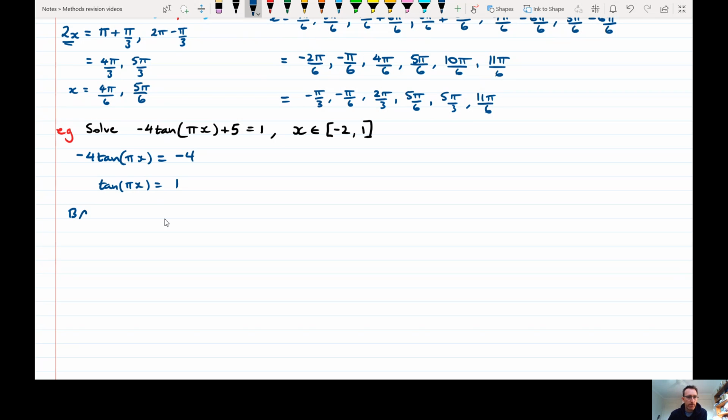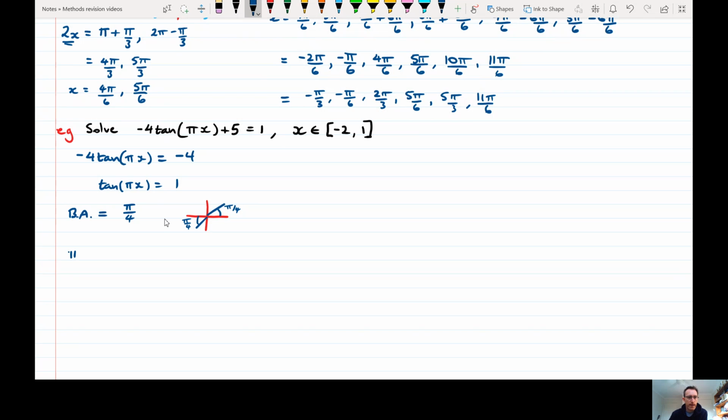Now we're going to go back to our exact value table. What is our base angle? Well, tan of what gives you 1? That is pi on 4. And it's positive, so let's see which quadrants it's in. Now tangent is positive there and positive there. So I've got pi on 4 there, which is nice, and I've got pi on 4 there.